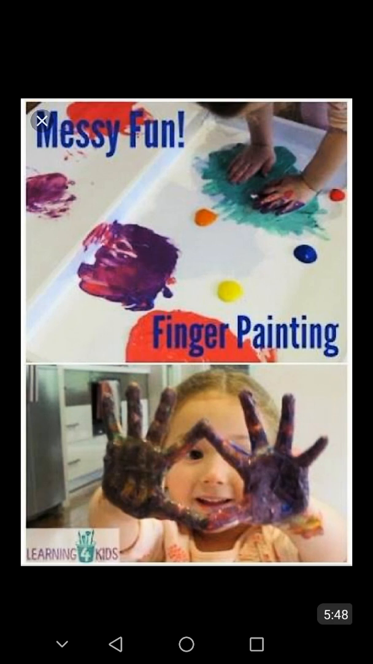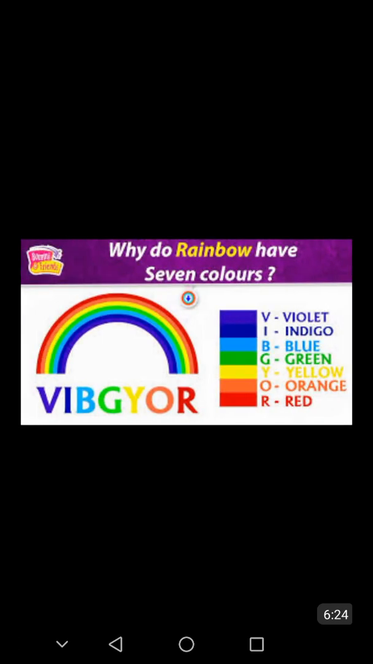Okay, after doing this activity, now let's do another activity. In this activity we need a sheet of paper. Okay, on this sheet, with the help of pencil, make rainbow like this. Okay, and after making rainbow, now fill the colors in the rainbow. And I think that you all know about the 7 colors of rainbow, that is violet, indigo, blue, green, yellow, orange, red. These are the 7 colors of rainbow.